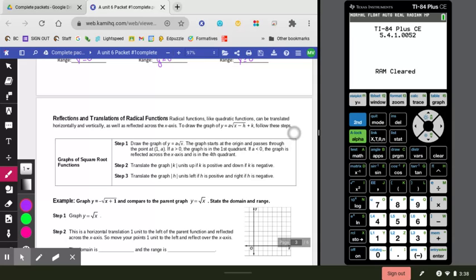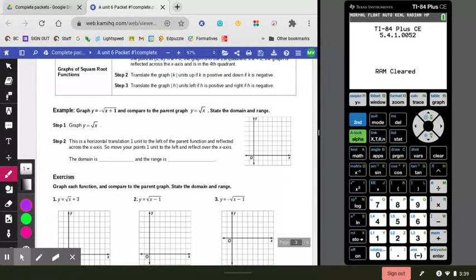Step 1, draw the graph of y equals a radical x. Graph starts at the origin and passes through the point 1, a. If a is greater than 0, the graph is in the first quadrant. If a is less than 0, the graph is reflected across the x-axis. Translate the graph k units up if k is positive and k units down if it's negative. Translate the graph h units right if h is positive and left if h is negative. So let's see how this works.